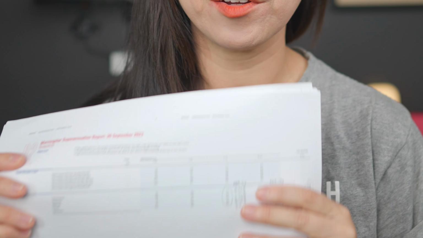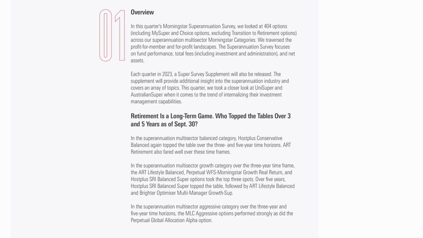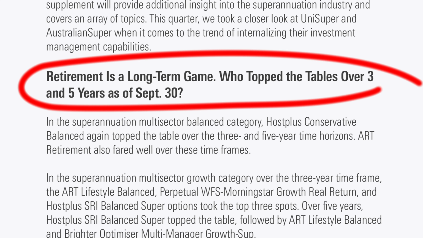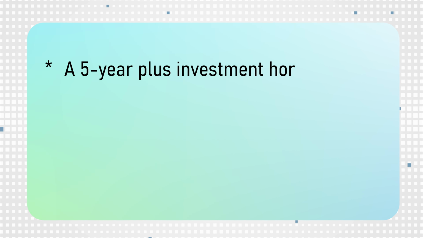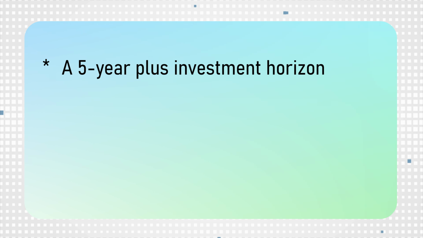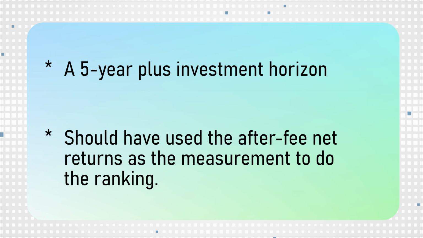The 33-page report that I'm holding is the latest survey result out of 404 options, but when I started to glance through it, I found the ranking given by Morningstar was only based on the total 3-year and 5-year returns. This is a big bug, in my opinion. First of all, superannuation is a long-term game. I would like to start at a 5-year plus investment horizon. And second of all, why didn't they use the after-fee net returns as the measurement to do the ranking?